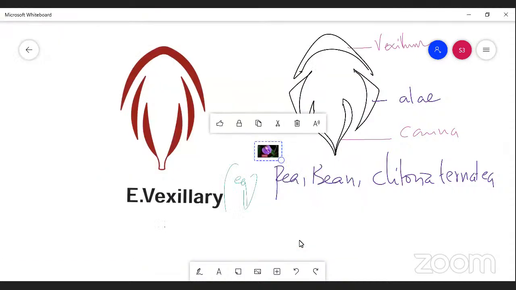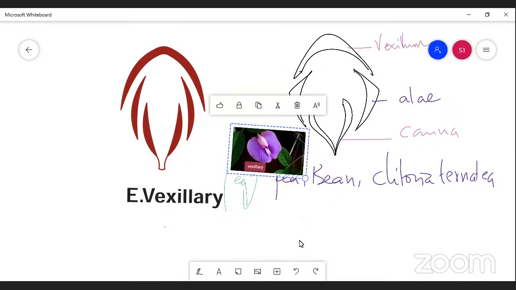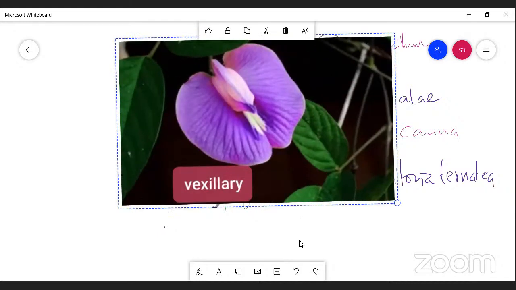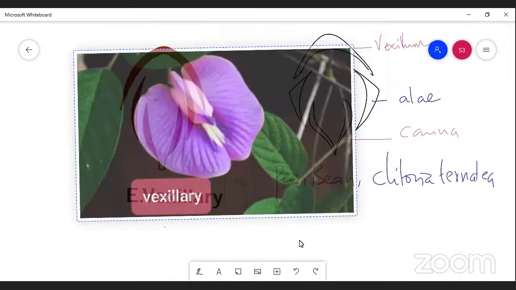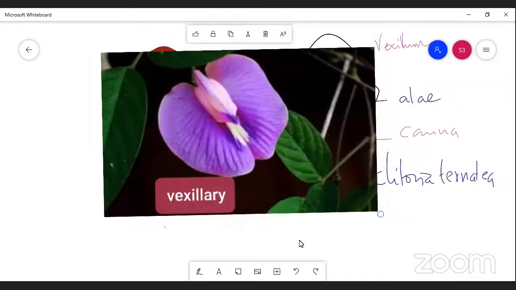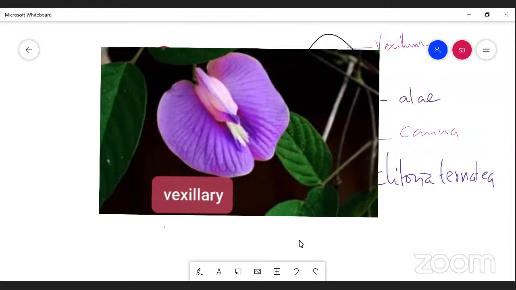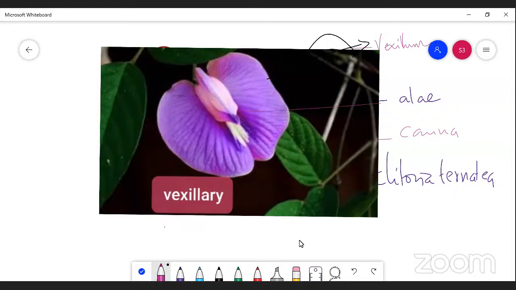Dear students, if you take Clitoria ternatea, you can see the wing petals. In that you find the large petal called the vexillum. The first one is the vexillum, the large one. The second category is the alae petal, and on the inner side you find the carina petals.